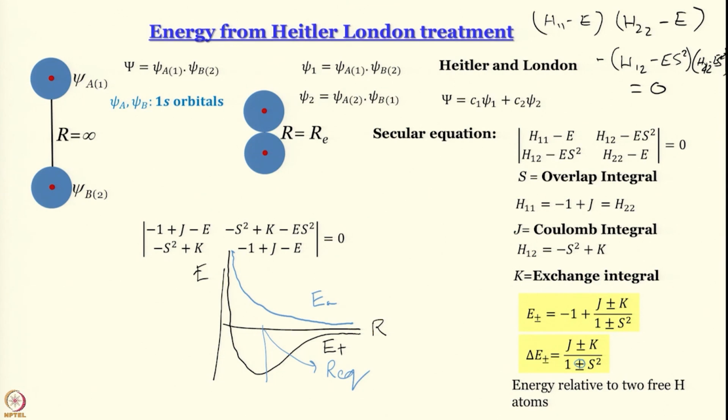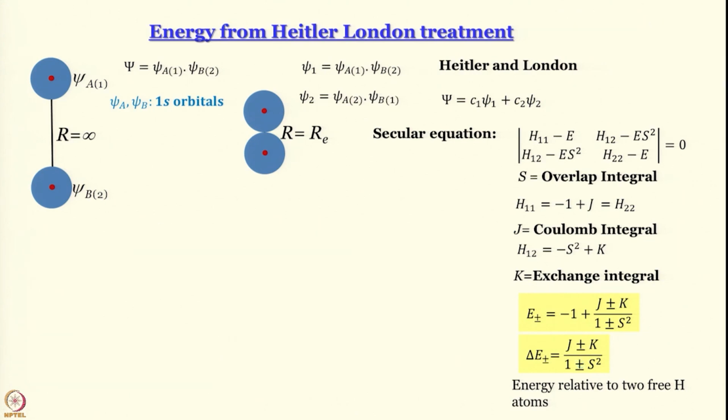So, this is the kind of plot we get. In one case, when I use this plus combination, there is stabilization, and in the second kind of energy we get an increasing repulsion as internuclear separation keeps on decreasing. Okay. So, what does E minus stand for, what does E plus stand for? We will come to that. Okay.